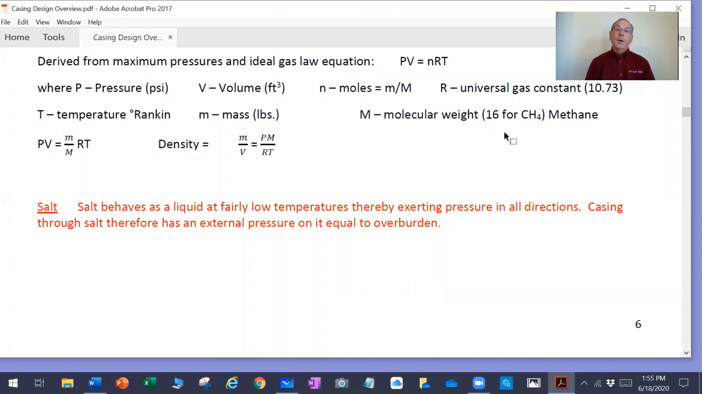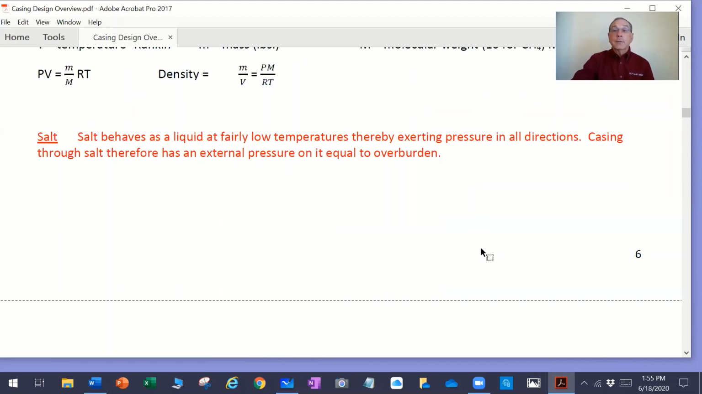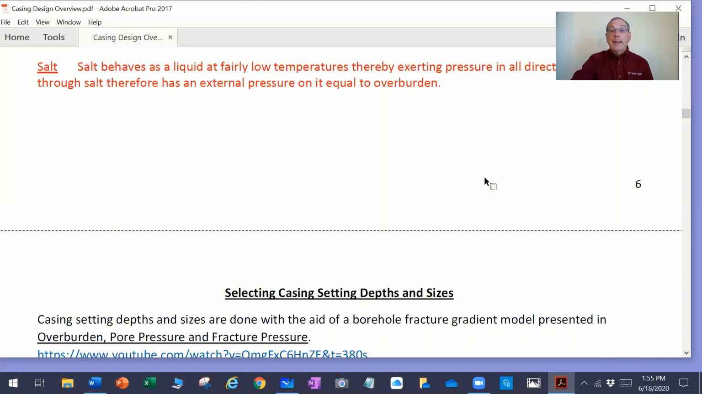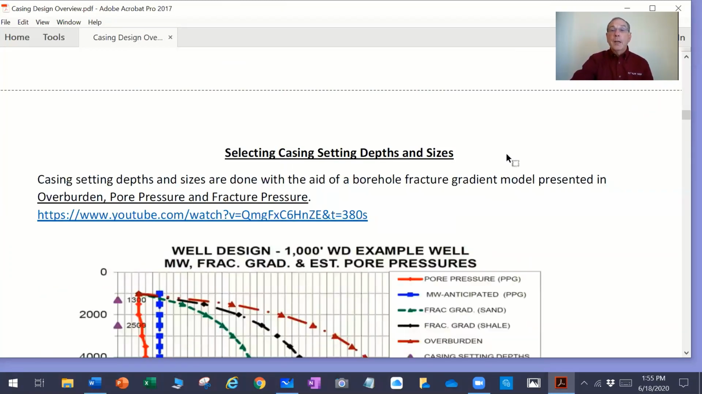You have to remember that on the outside of the casing in salt, the overburden, that is the vertical stress up and down, will be equal to the stress on the side of the casing. Whatever the overburden is up and down on the outside of the casing, that's the same pressure that's trying to collapse the casing to the inside. So we'll have to take that into consideration when we're doing collapse loads.